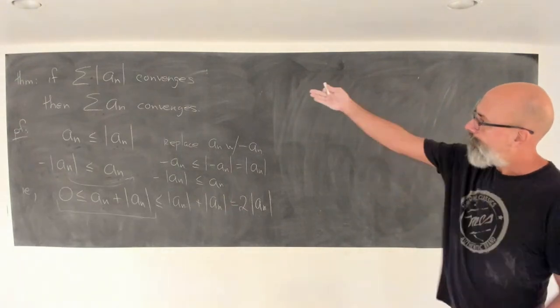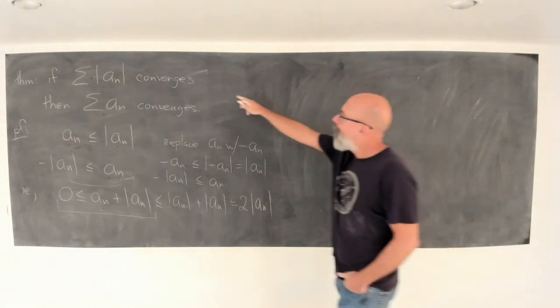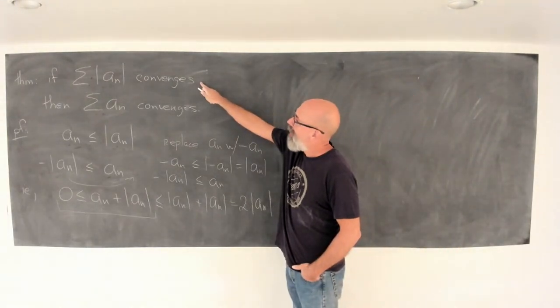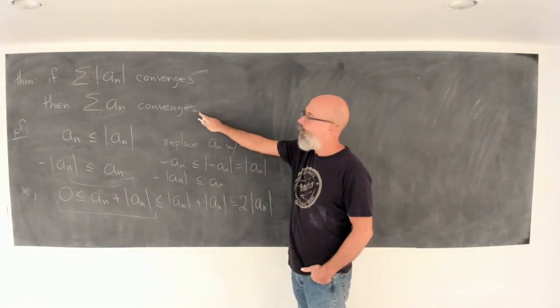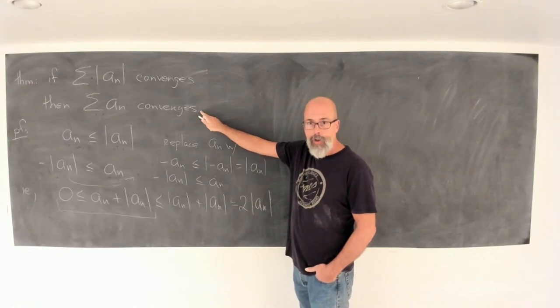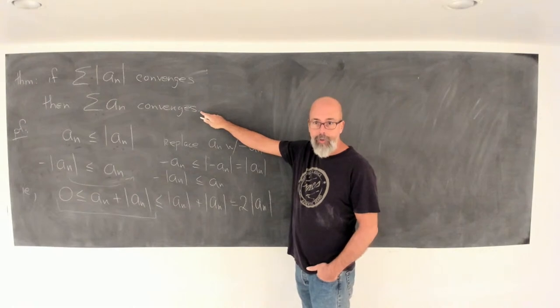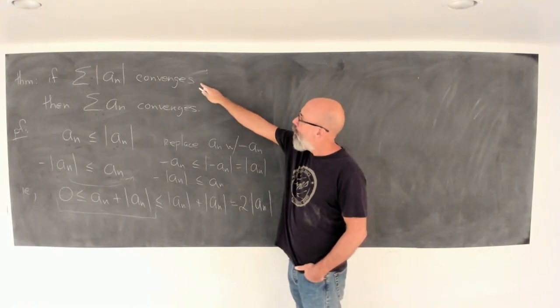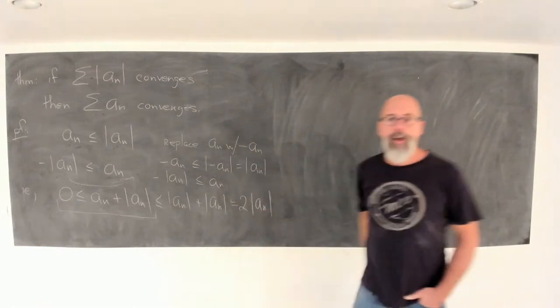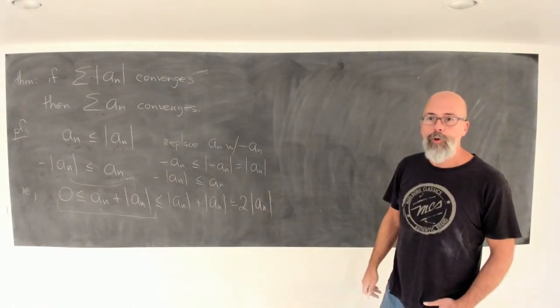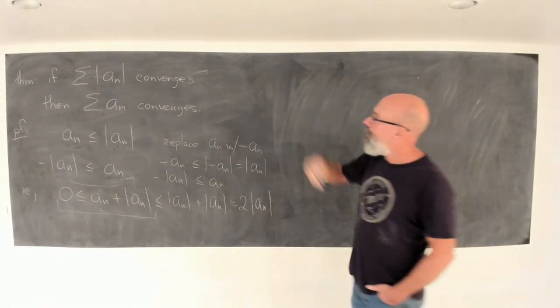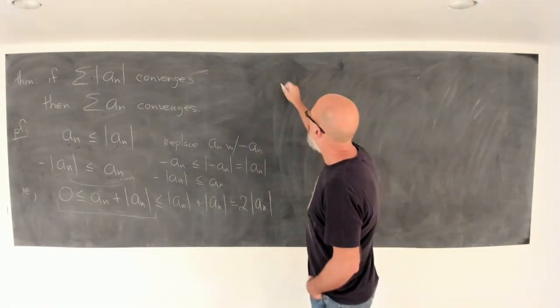So again, if the series of absolute values converges, then the original series converges as well, regardless of whether this had positive and negative terms. So this convergence is a very strong form of convergence, which leads to the following definition.